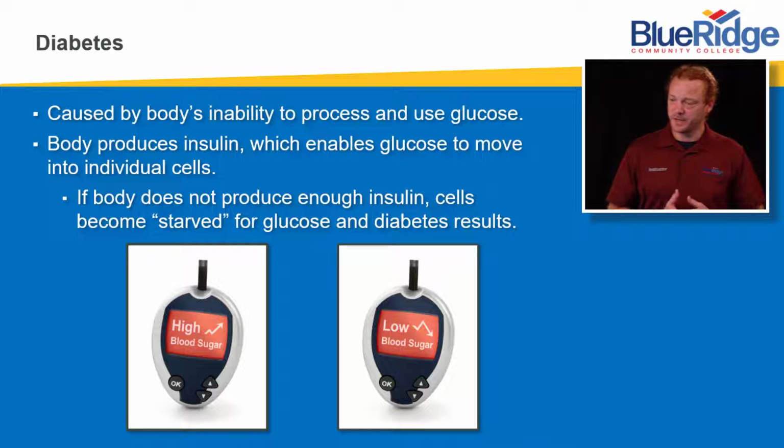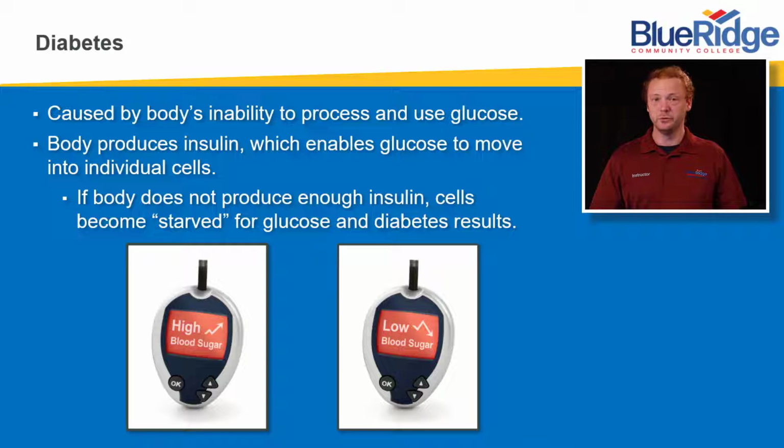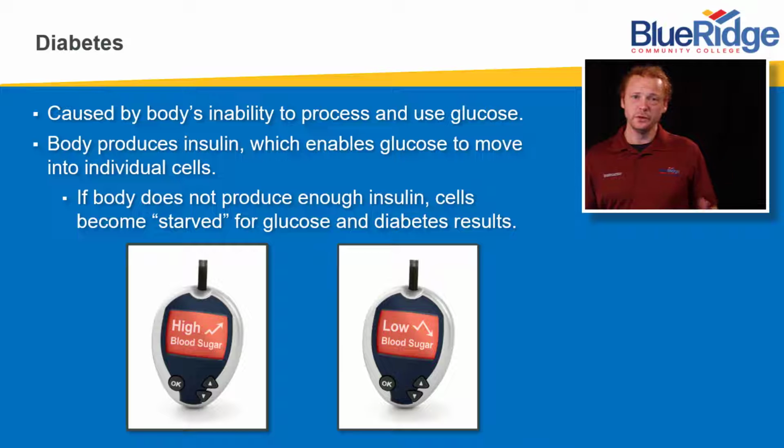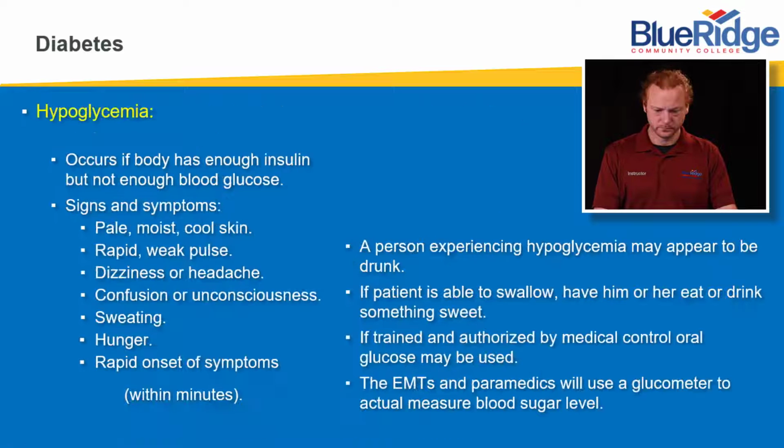Diabetes is caused by the body's inability to process and use glucose. The body produces insulin, which enables glucose to move into individual cells. If the body does not produce enough insulin, cells become starved for glucose, and diabetes results. Many diabetics take supplemental medications to help manage that. In hypoglycemia, sometimes diet is one of the key treatments. It occurs if the body has enough insulin but not enough blood glucose.